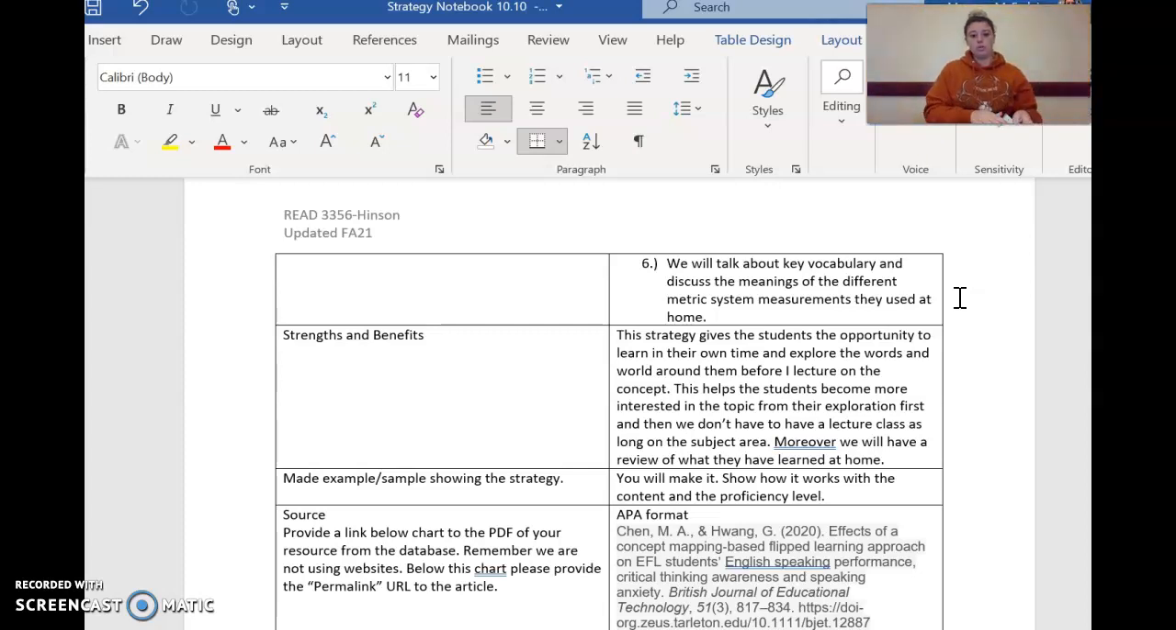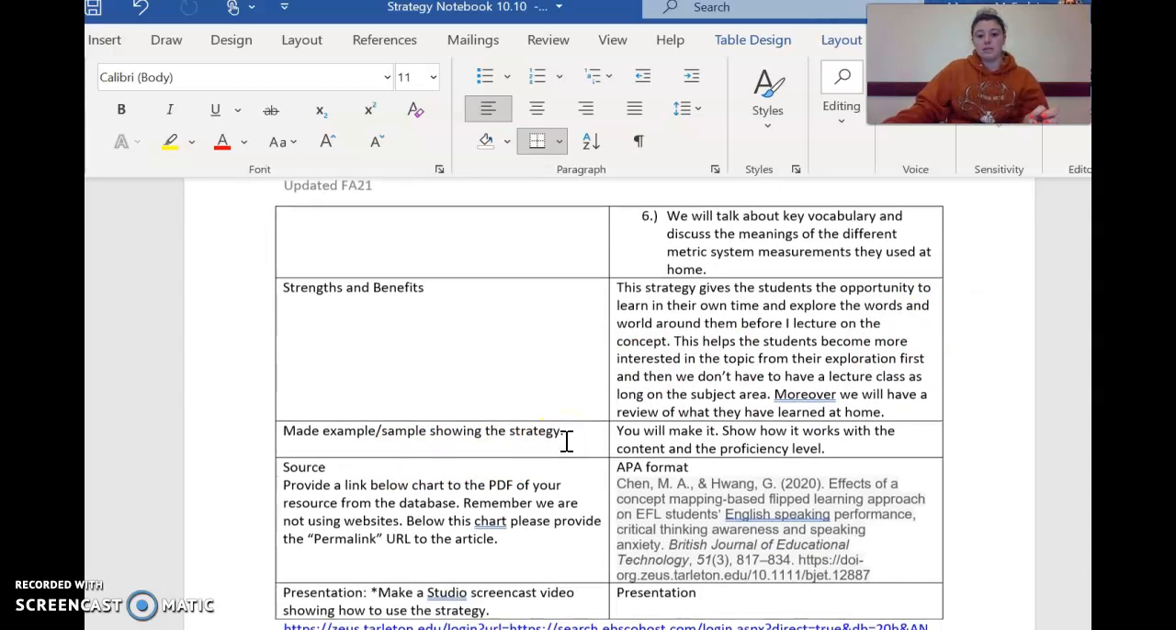So when we review that, then we go over some key vocabulary words, such as what metric means, a foot, a yard, a ruler, a yard stick, and all that kind of stuff. This benefits them because it gives them time to explore the new content on their own and get a little bit familiar with it and build background knowledge in order to learn more in depth about it when they do come back to class.